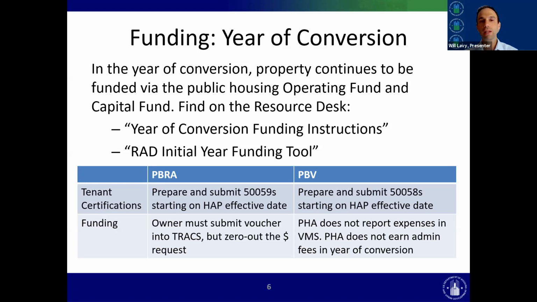On the funding side, the owner is still submitting those 50059s into TRACS and preparing its voucher for subsidy, but then zeroing out that amount. If it does that, that really positions the owner very well to secure subsidy once we get to January 1 of the next year, when the subsidy for the property comes from HAP. Then on the voucher side, just as Nick said, the PHA is not reporting into VMS during this period because the money's not coming from HAP, nor is the PHA earning administrative fees.